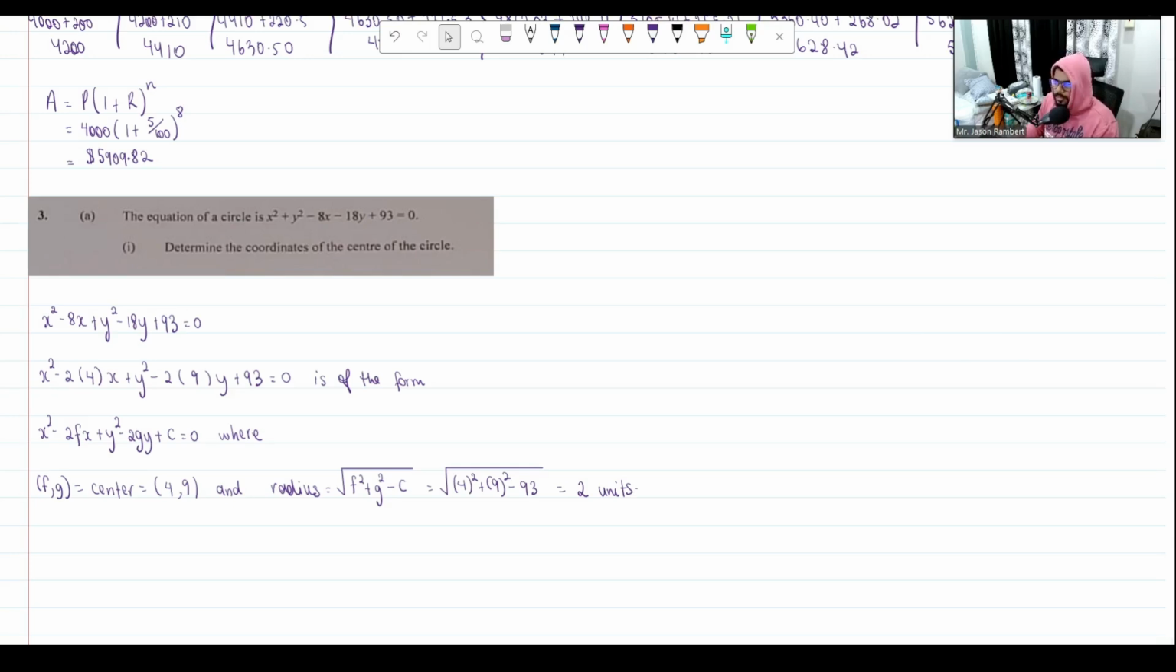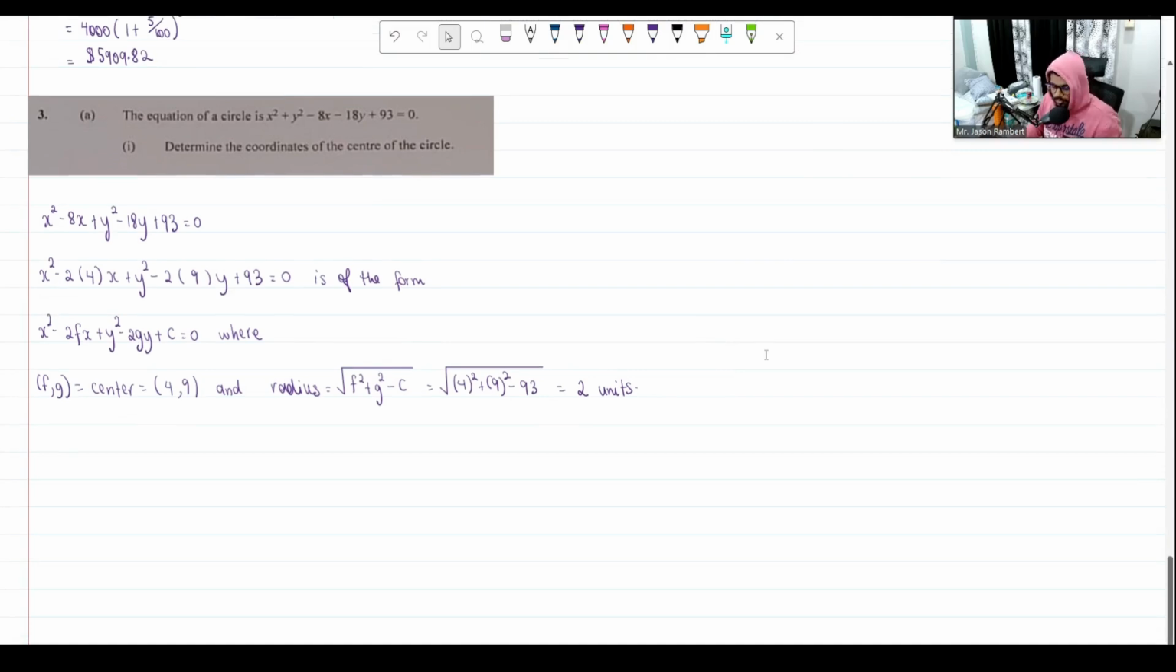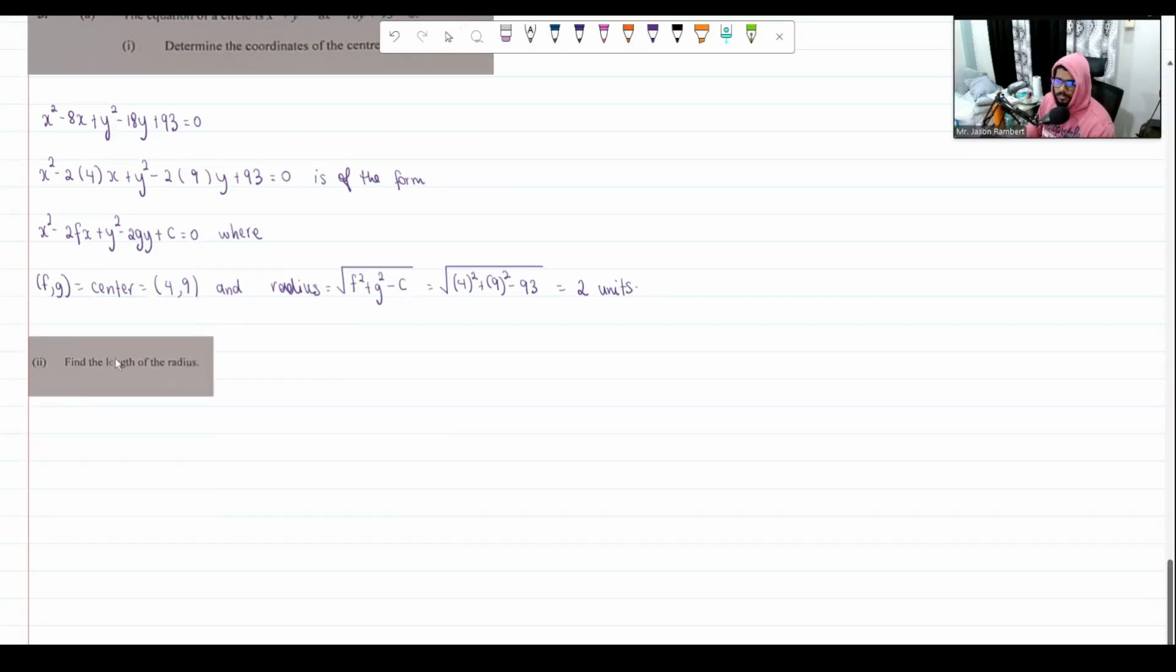Oh, shucks. The first piece was determine the center of the circle. The next piece was find the length of the radius. So, because we showed the working already, for part 2, you can say r is equal to 2 units. And we're done.